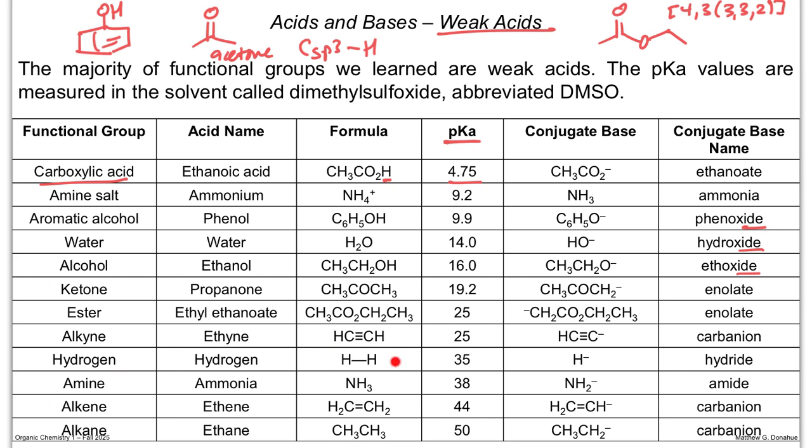We're going to skip ahead to pKa 35 now and look at H2, hydrogen. So if we want to deprotonate an H from hydrogen, that generates H minus, which is called hydride.